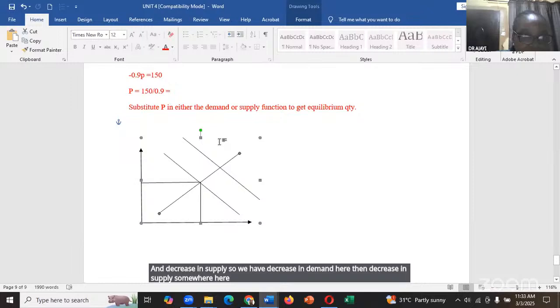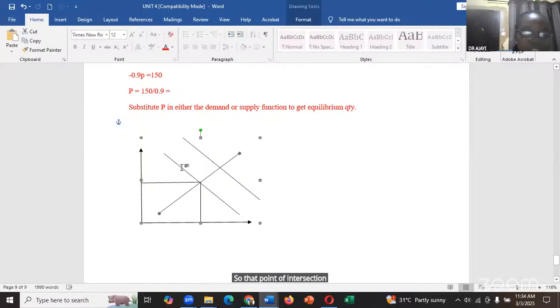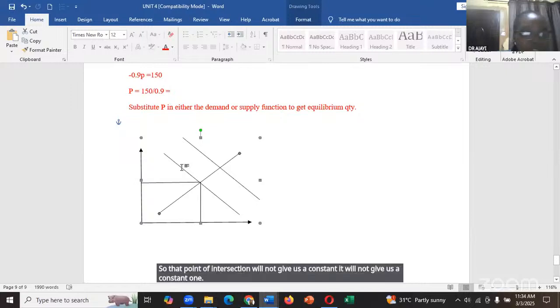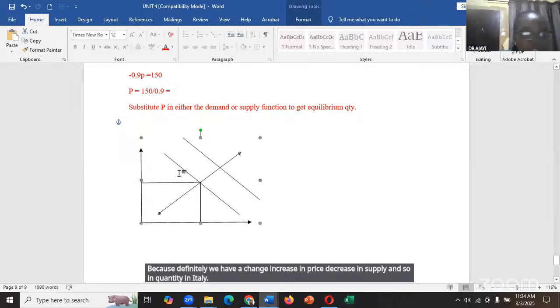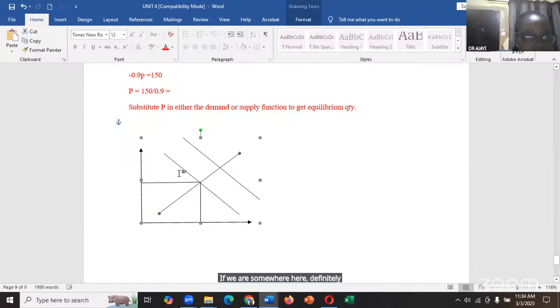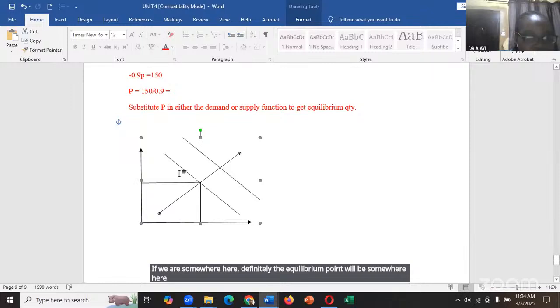Now, if we have a new supply curve that crosses this here, definitely we are going to have the point of intersection somewhere here. So that point of intersection will not give us a constant one, because definitely we have a change in price and a decrease in supply, so in quantity, in equilibrium. If we are somewhere here, definitely the equilibrium point will be somewhere here. New equilibrium price will be here, new equilibrium quantity will be here.